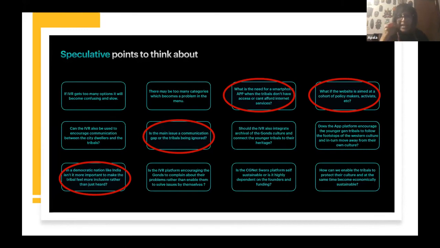Is it just enough to make a tribal person being heard? What about including them in much, much more? Why are we not doing that? How are we changing anything by just making somebody record a message? And are we really ignoring the deeper issues here? Why do you have to think of an app when many of them can't afford the internet services? Why can't we connect with policymakers and activists through the digital, the website, etc.? Why is it not like that?